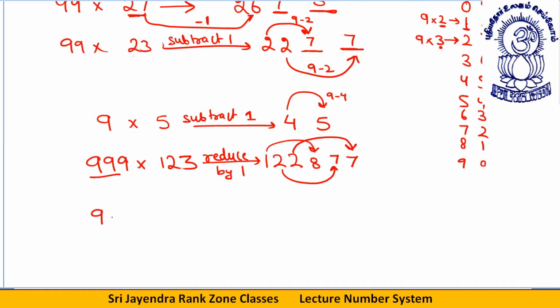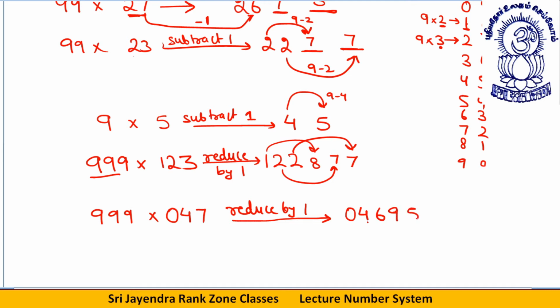Okay, dear, so suppose I say 999 into 47. Now this is a 3-digit 9 and this is a 2-digit number. How will I deal with this? First of all, make this number a 3-digit number. Okay, insert a 0. Reduce by 1. Now what do you get? 0, 4, 6. 9 minus 0 is 9. 9 minus 4 is 5. 9 minus 6 is 3. You get this product.